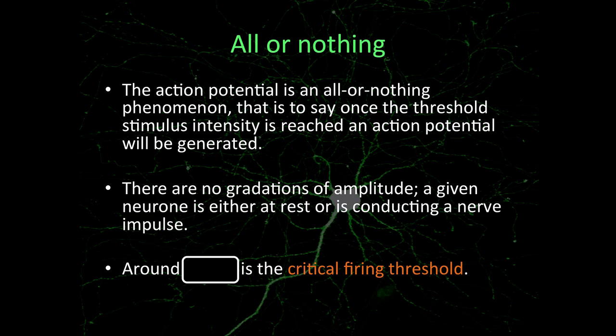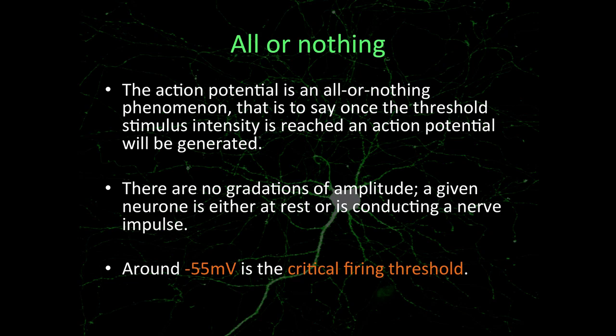The action potential is an all or nothing phenomenon. That is to say, once the threshold stimulus intensity is reached, an action potential will be generated. There are no gradations of amplitude. A given neuron is either at rest or is conducting a nerve impulse. Alright, so remember there was a critical firing threshold. You remember what the value was? Correct, it's around minus 55 millivolts.